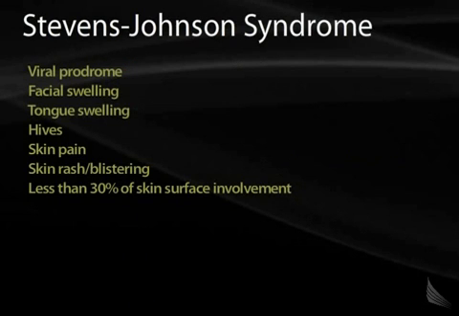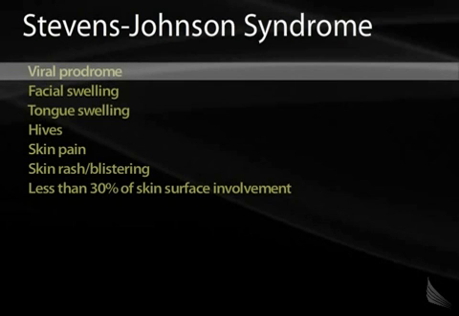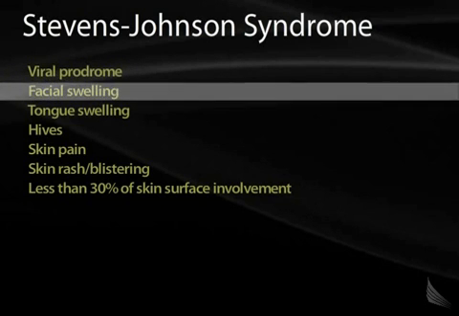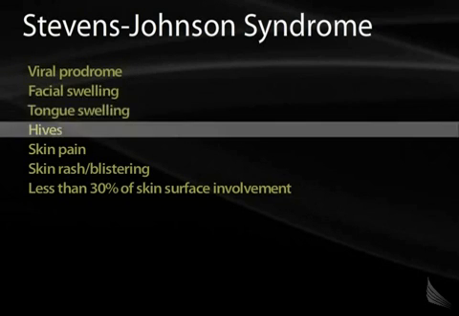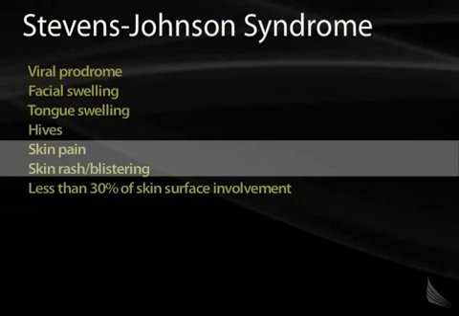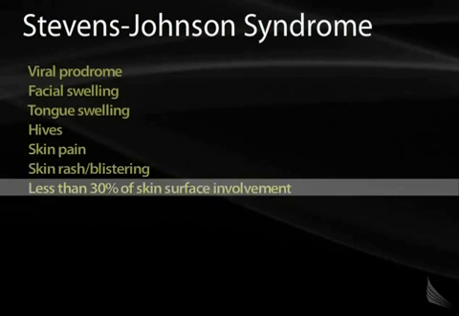Moving on to Stevens-Johnson syndrome. Stevens-Johnson syndrome is a very serious condition. Usually it involves a viral-like prodrome, including nausea and fever, and it can progress to facial swelling and tongue swelling. It then produces hives, skin pain, and skin blistering. Classically, it's thought to involve less than 30% of the skin's surface.